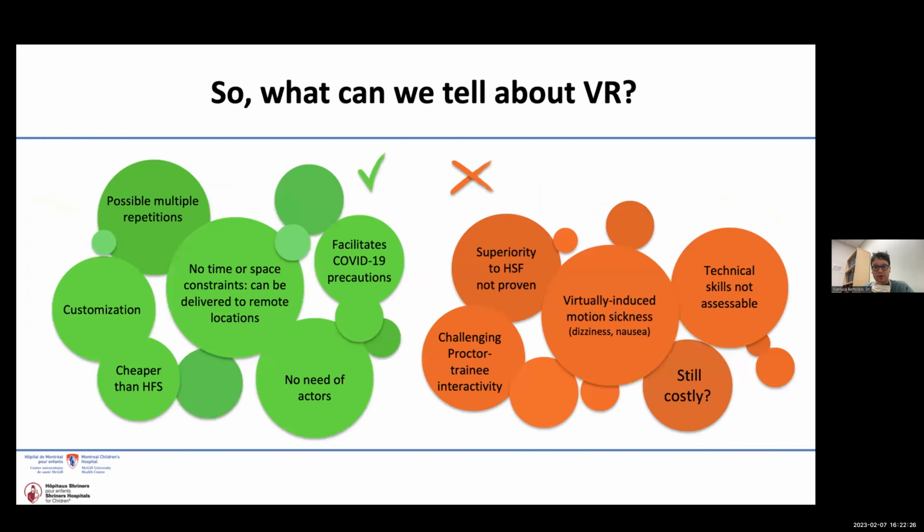So, in summary, what are the advantages of virtual reality, here in red? First, there are no time or space constraints, so you can do it everywhere. Most importantly, you can theoretically deliver this in a remote location, like up north. You don't have to have people coming to Montreal. It can facilitate social distancing, like in case of COVID. You don't need actors. You can have other trainees join you with another VR set, but you can do the scenario alone. You still probably need a proctor.